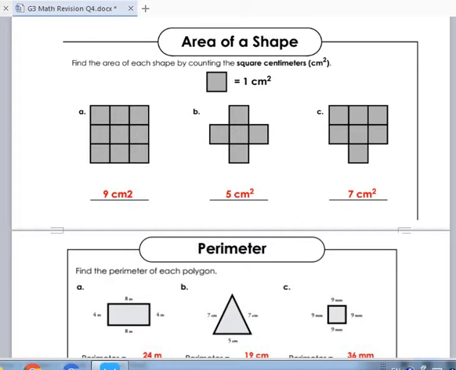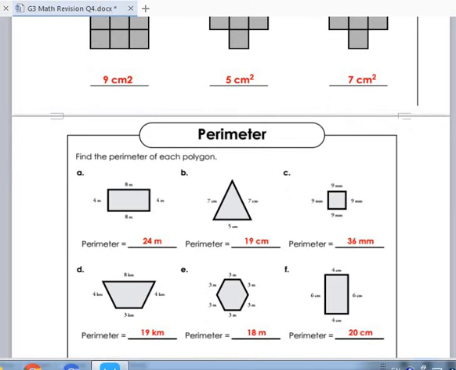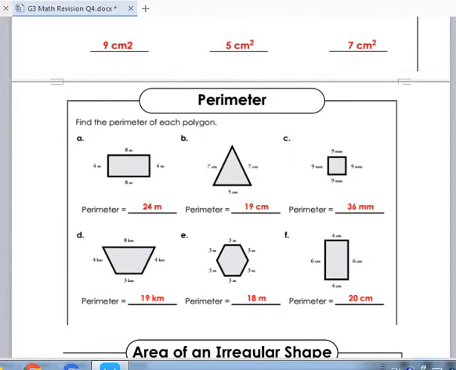Here I have perimeter. Do you remember the perimeter? The perimeter means the sum of the outside lengths of a polygon. So find the perimeter of each polygon. Here I have this rectangle with 4, 8, 4, 8. So the perimeter equals 8 plus 4 plus 8 plus 4. I can say also 8 plus 4 all multiplied by 2, because I have the length and the width, and I add them, then multiply the sum by 2 because it's repeated 2 times.